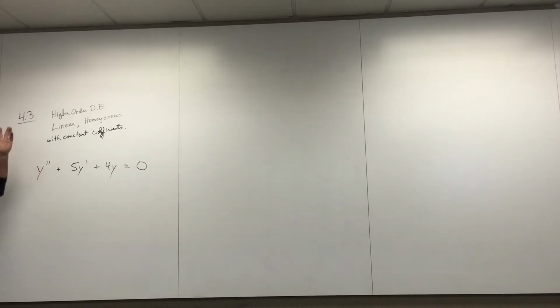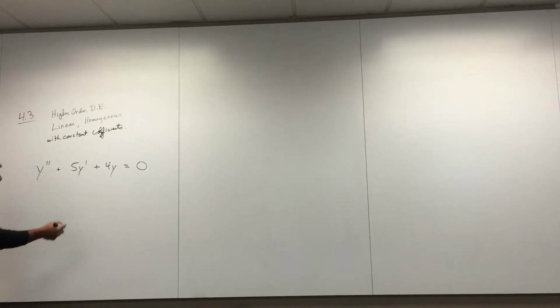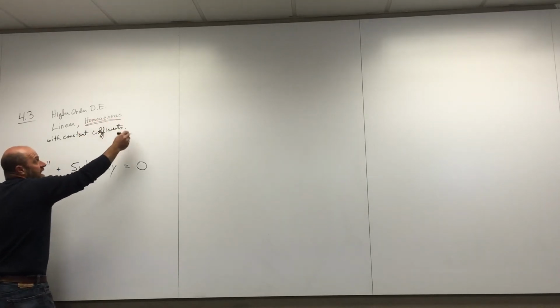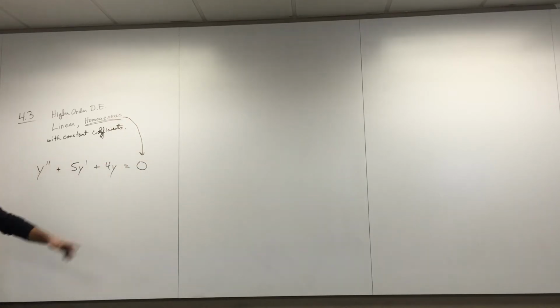This one's higher order, it's second order. It is linear. If you remember that definition of linear, it was kind of funny, but it is linear. And it's got constant coefficients. The new word, I think, is this homogeneous, and that refers to this right-hand side being equal to 0.